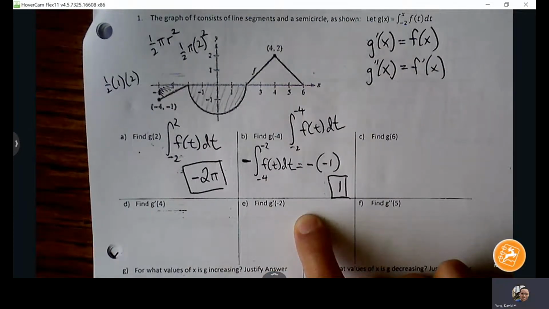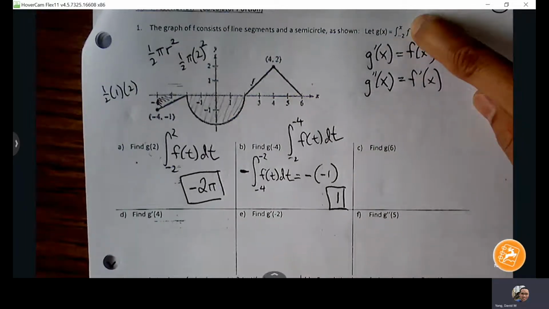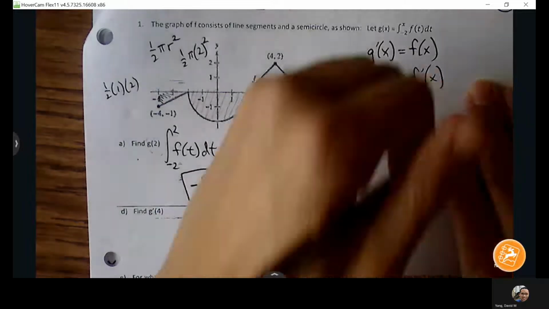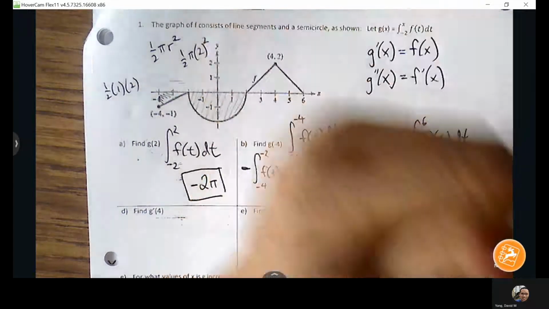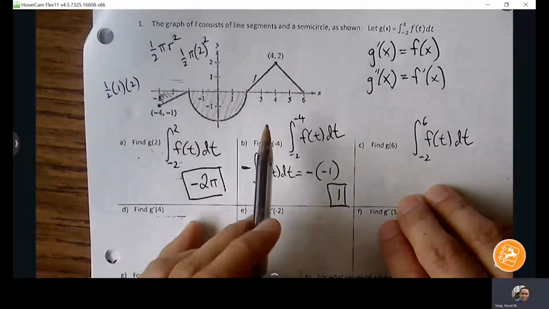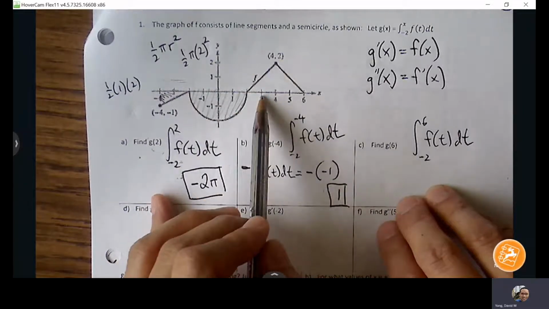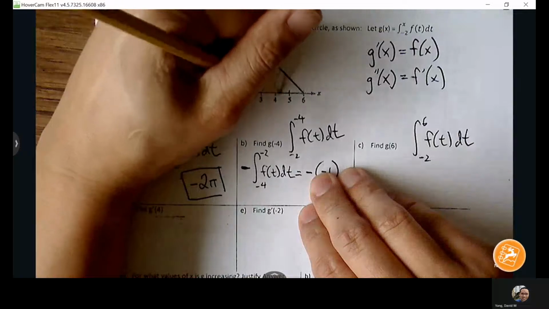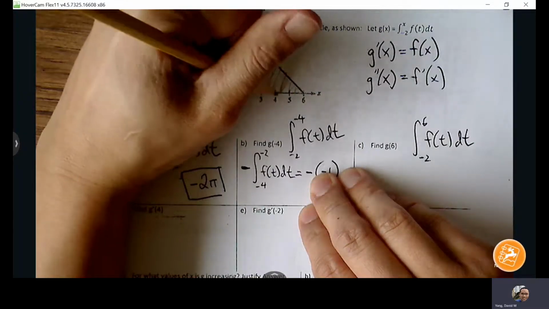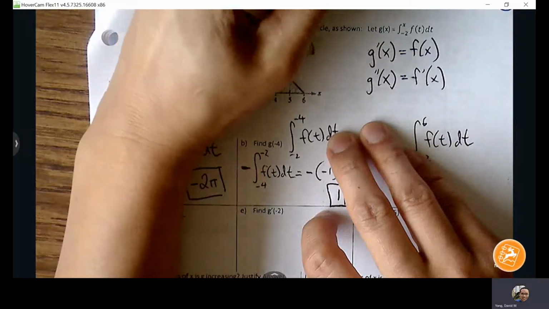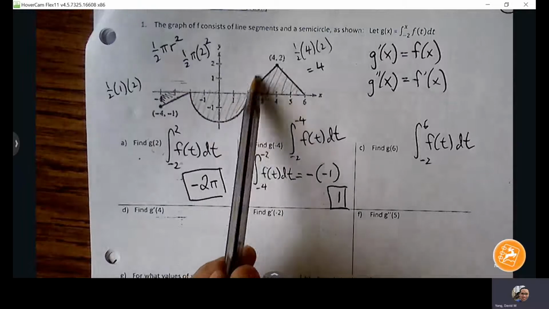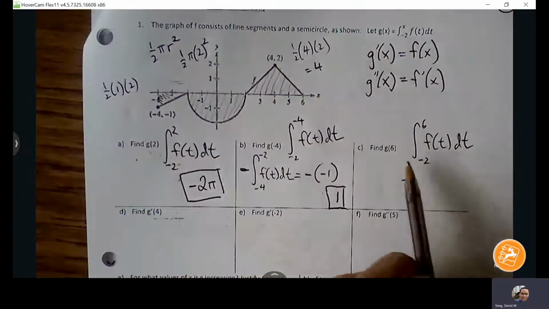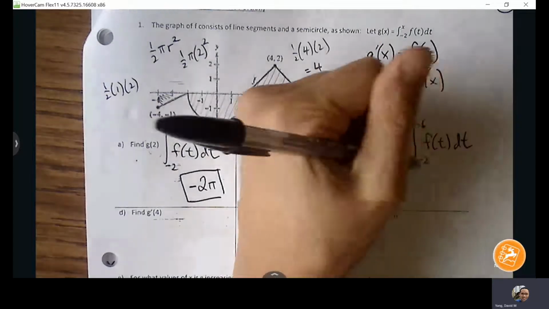Any questions so far? Okay, G of 6, again, rely on your definition. Okay. -2 to 6, we have to involve the semicircle and the triangle on the right. This triangle, 1/2 base times height, width of 4, height of 2, area of 4. So -2 pi plus 4. There's no need to adjust the bounds. It's already going from a smaller to a larger x value.